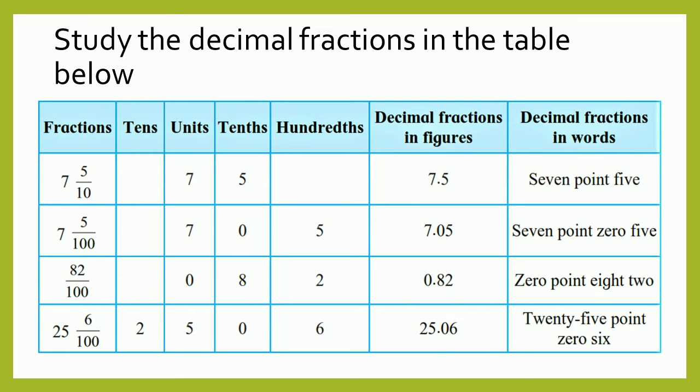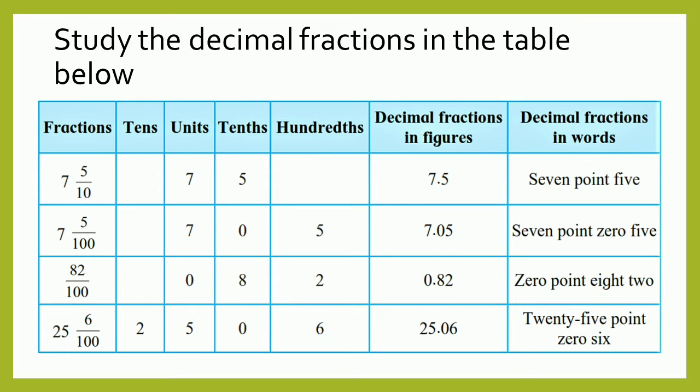The second number is 7 and 5 upon 100. Again the integer part is 7, so we place it in the unit place. Now the 5 is out of 100, so that is the hundredth part. So we can write the tenth place as 0 and the hundredth place as 5. So we can write 7.05.